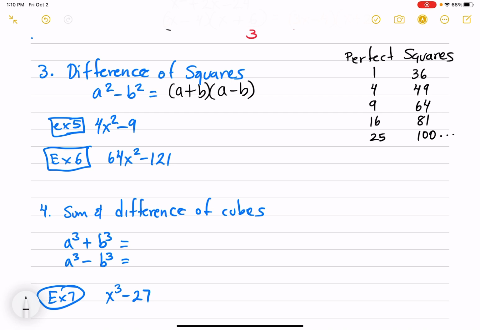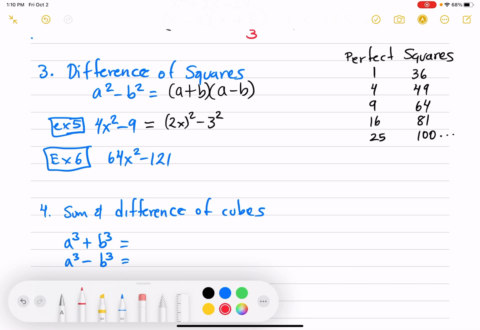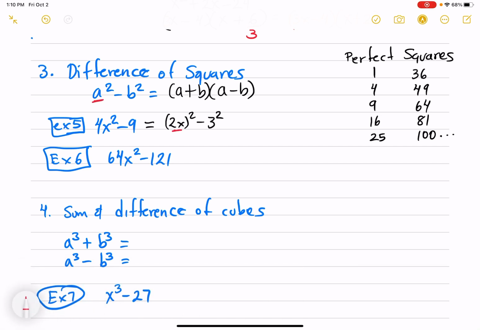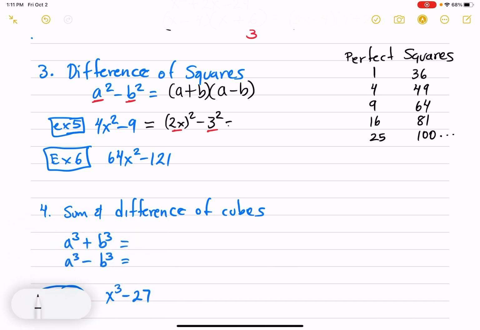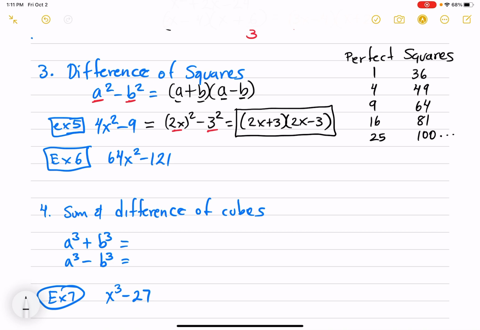So it's important that we recognize those perfect square numbers, because when you see something like example number 5 here, you see that 4 and 9 are perfect squares. So I could always write this as (2x) squared minus 3 squared. The only reason we would do that is so we could match a is 2x and b in this formula is 3. So when we factor this using a plus b, that means 2x plus 3, and then a minus b, meaning 2x minus 3, and this is the factorization. We just use that simple formula.